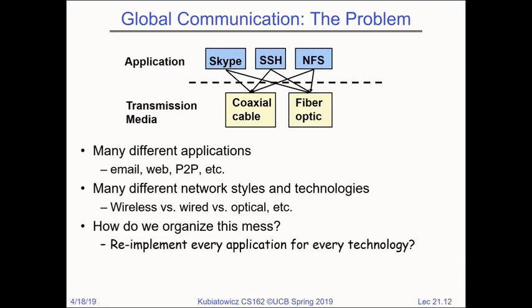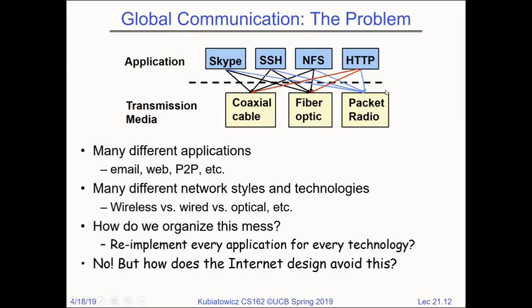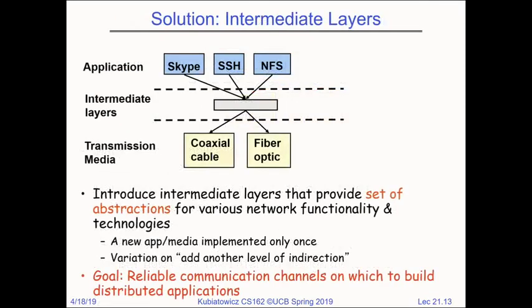Do we re-implement every application for every technology? And I hope by now, at this point in the course, you're all saying, no, of course you don't, right? That would be a bad idea. What do we do instead? Standardize APIs, right? Like, for instance, here we add packet radio. We really don't want this n-squared growth in complexity. So the Internet, which, how many people have taken 168 or other networking classes?